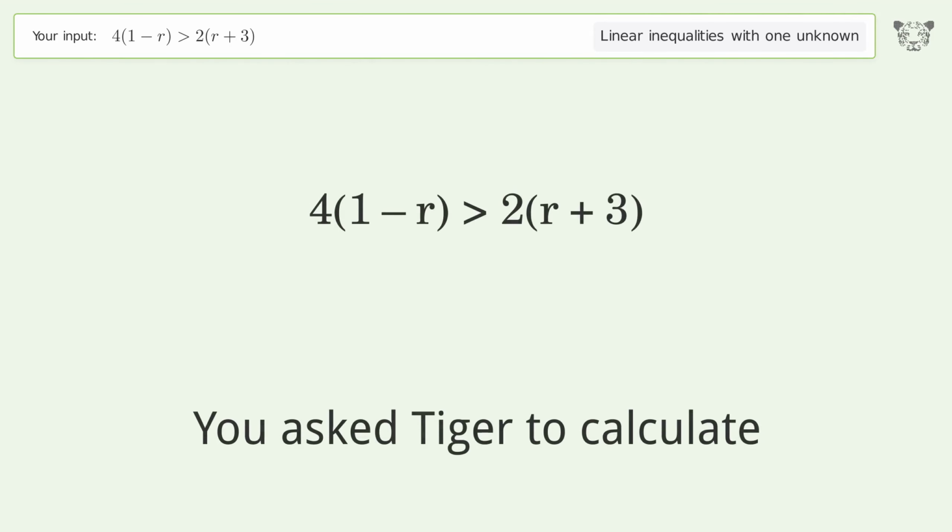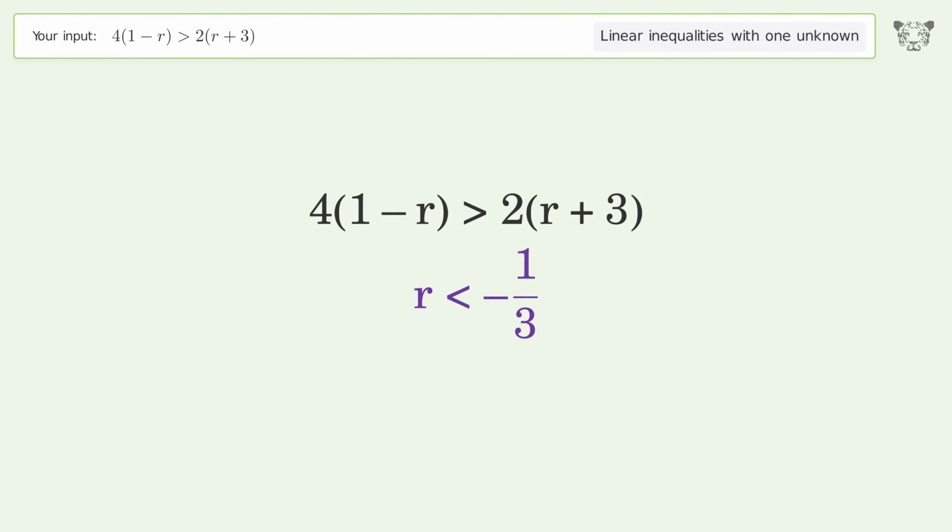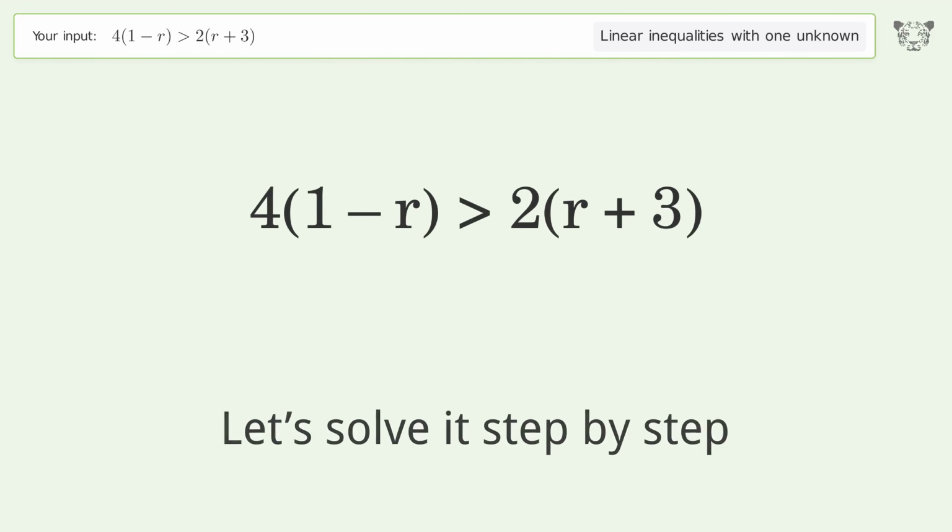You ask Tiger to calculate. This deals with linear inequalities with one unknown. The final result is r smaller than -1/3. Let's solve it step by step.